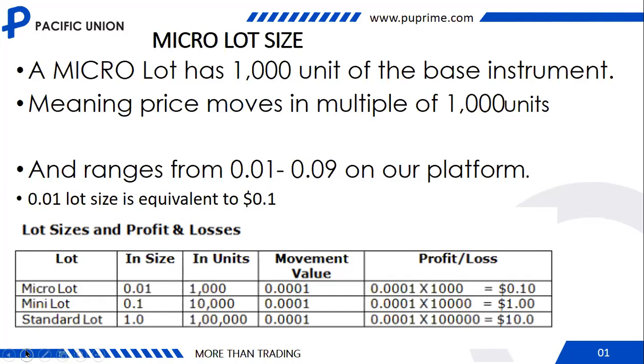Now we are talking about the micro lot size, which is the least, 0.01 to 0.09. Which means 1 pip is 10 cents. So if you use 0.02, you start from 20 cents. If you use 0.03, you start from 30 cents. So that is that about lot size.